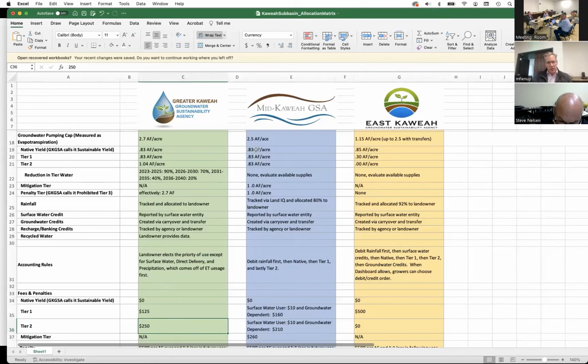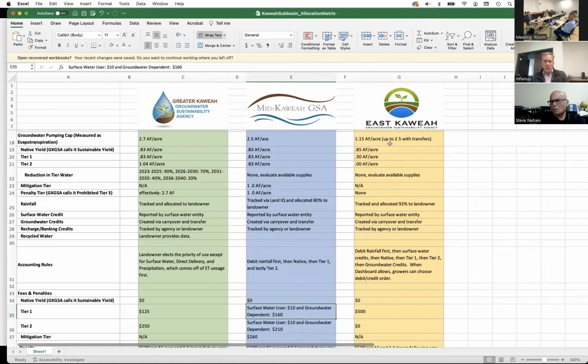And it works similarly, except the numbers are different in Mid-Kaweah. So 2.5 acre feet is the sum of native yield of 0.83, tier 1 of 0.83, and tier 2 of 0.83. The numbers are a little different, but it's very similar. Native is $0 per acre foot, tier 1 is $160 per acre foot, and tier 2 is $210 an acre foot. So without any transfers, someone in the Mid-Kaweah can pump up to 2.5 acre feet per acre by paying the fees associated with those 3 buckets.